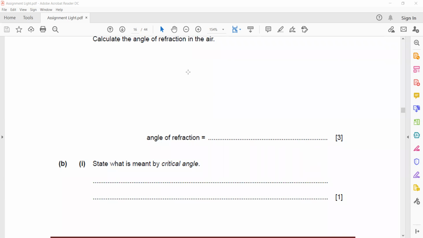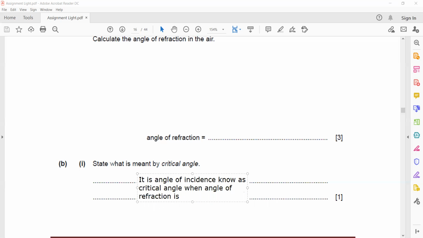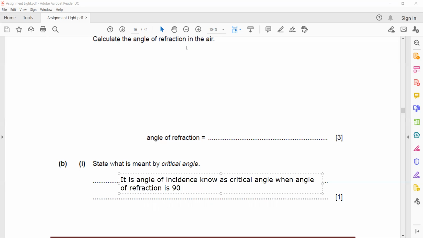What is meant by critical angle? So what is the definition of a critical angle? The angle of incidence is known as the critical angle when the angle of refraction is 90.